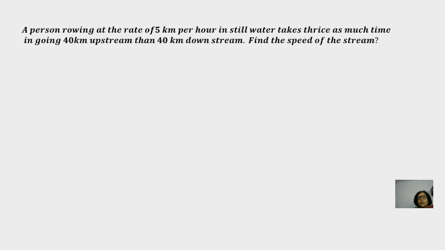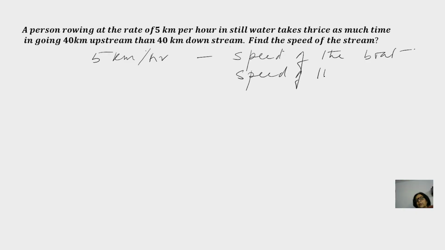Now here we have a person rowing at the rate of 5 km per hour in still water who takes thrice as much time in going 40 km upstream as 40 km downstream. So here the speed of the person who is rowing, that is of the boat, is given as 5 km per hour. This x is the speed of the boat. Now let us take the speed of the water as y kilometers per hour. If he is going upstream, the relative speed will become 5 minus y, and if he is going downstream, the relative speed will become 5 plus y.